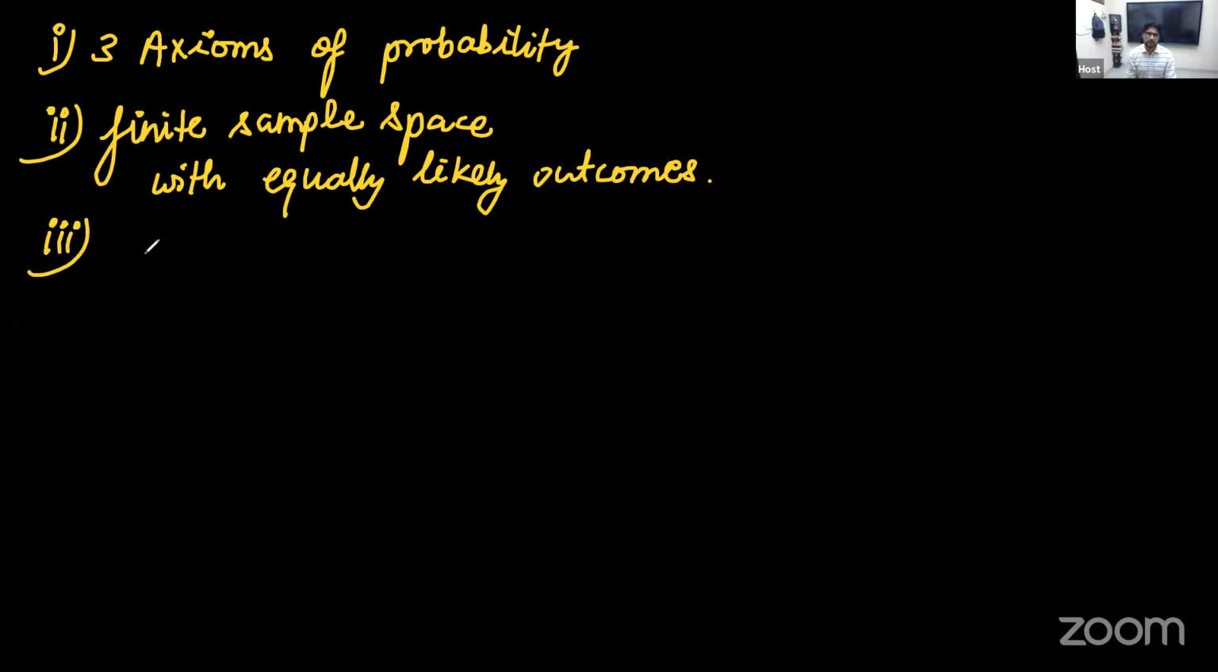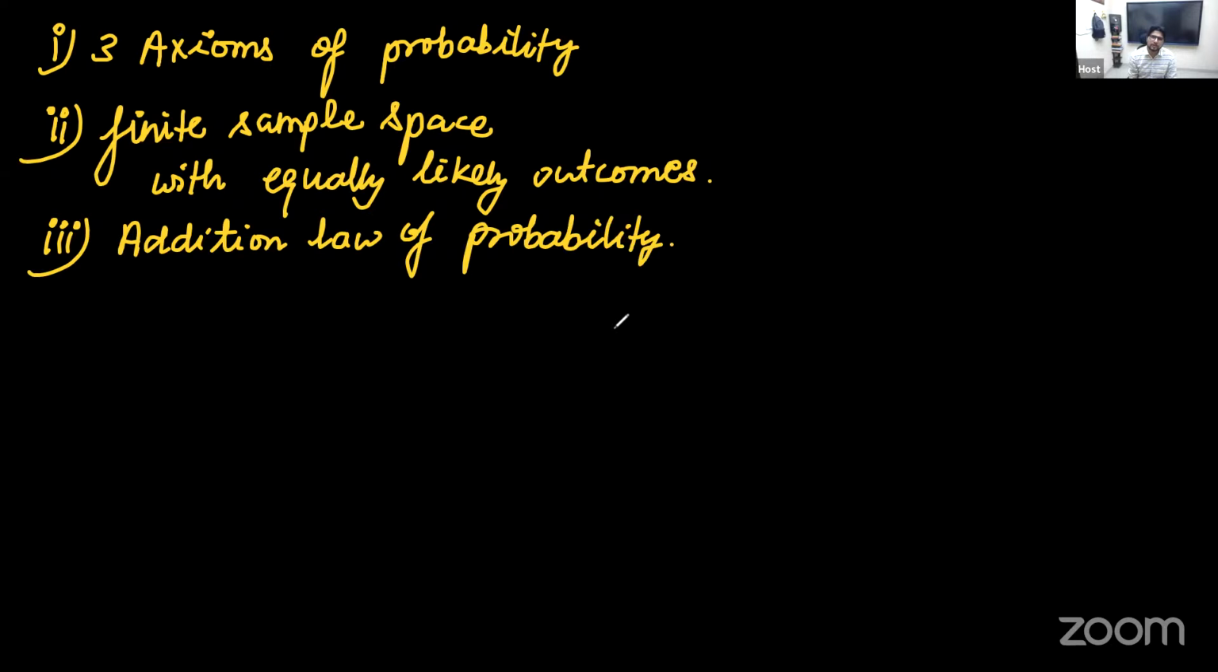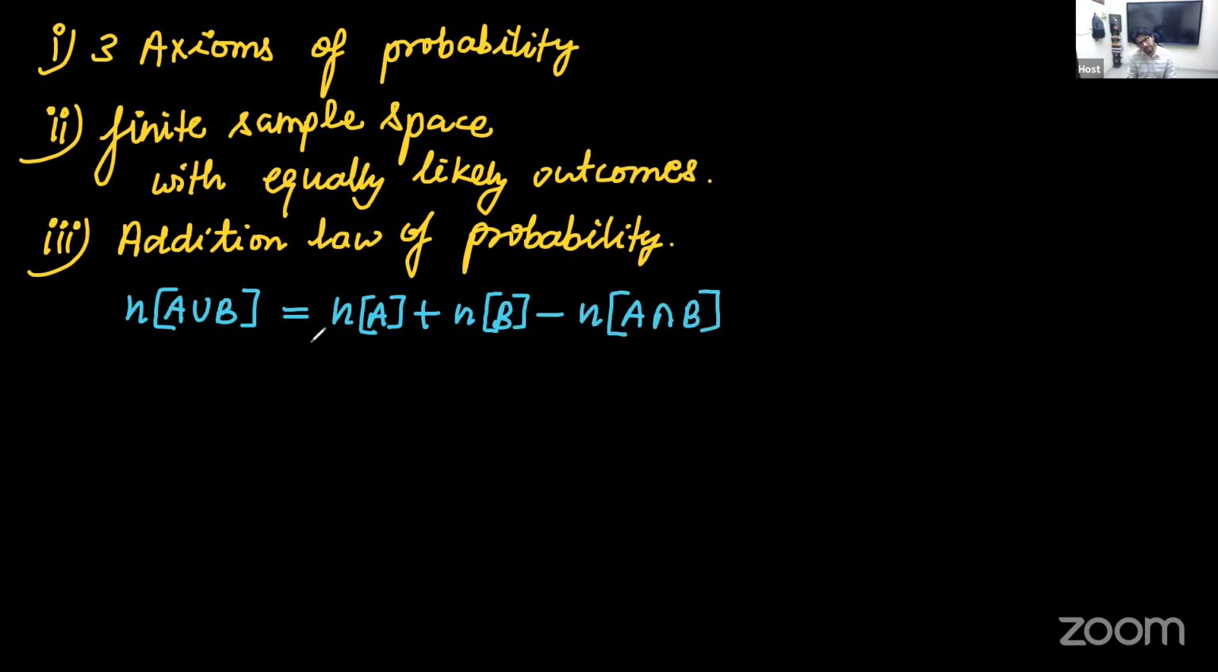Now I take you to the next one. And the next one is the addition law of probability. What is the addition law of probability? It is very simple. n of A union B is written as n of event A plus number of elements in event B minus number of elements in A intersection B.